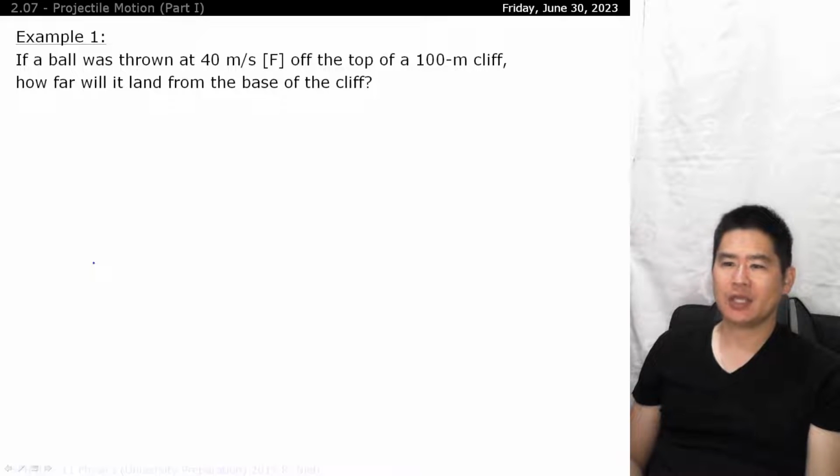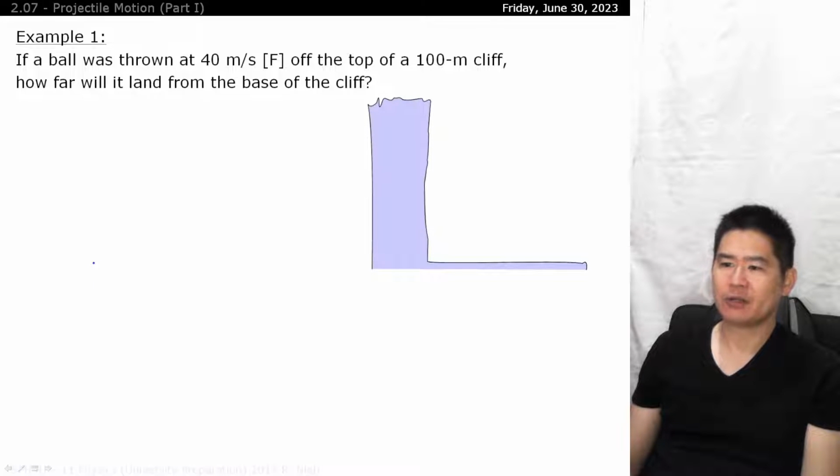Here's the first one. If a ball was thrown at 40 meters per second forwards off the top of a 100-meter tall cliff, how far will it land from the base of the cliff? Once again, if gravity didn't exist, the ball would just travel horizontally forever. And if you were to drop the ball, it would drop due to the influence of gravity. But combine them together, and that's what the curve of a projectile path really is. A uniform component horizontally and a quadratic component in the vertical dimension.